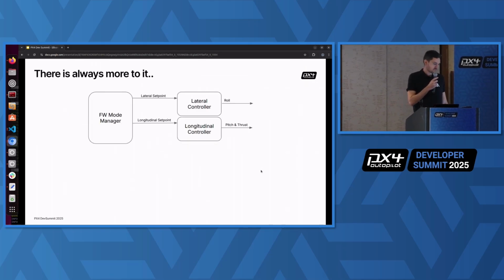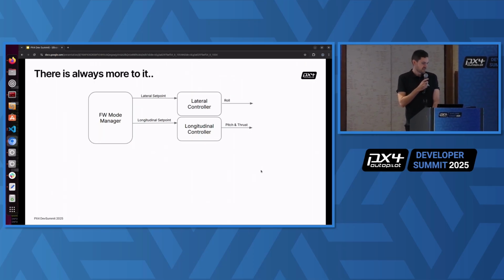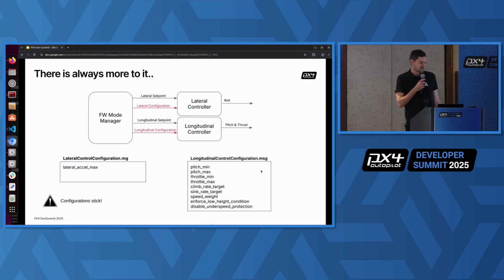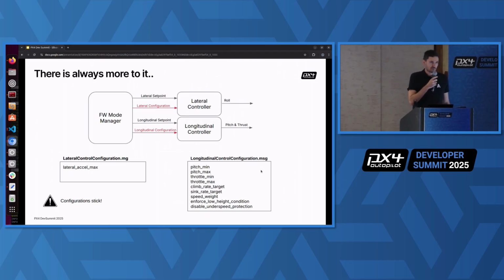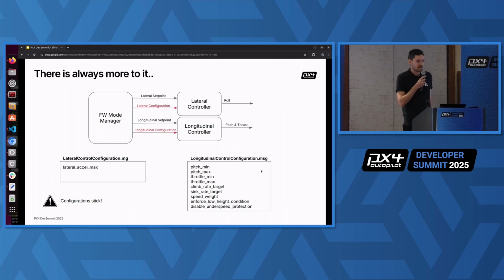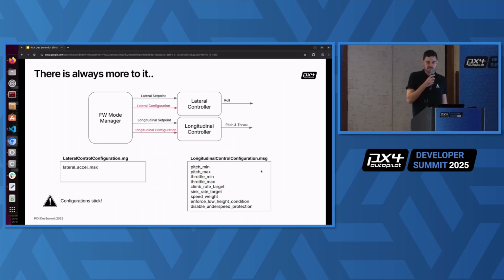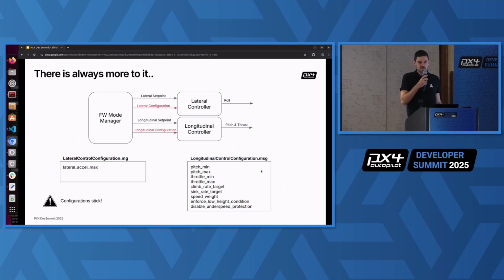So those are the setpoints for lateral longitudinal control, but of course there's always more to it. I've talked about the setpoints, but there are also configuration messages being fed into the controller. That's crucial to configure the controller for special flight states, for example for takeoff again, or for landing, or for any kind of gliding, so special out of the normal operations. The important part with these configuration setpoints is that they stick. You send them and they stick to the controller until you set a new value, or you switch the flight mode.